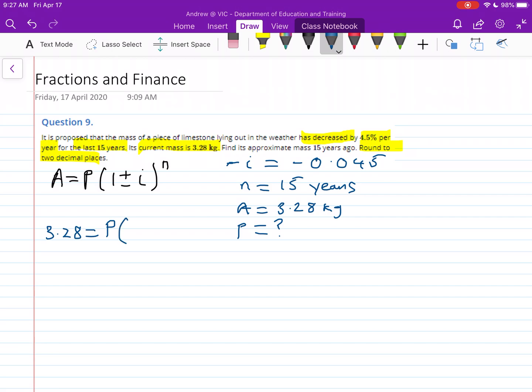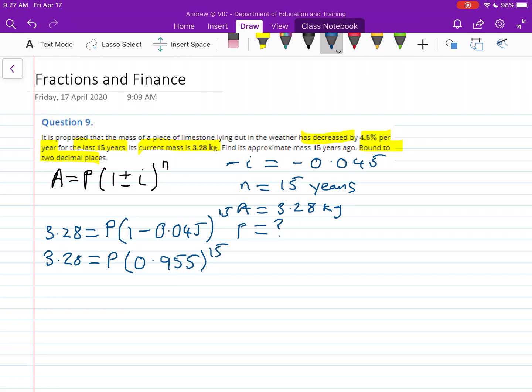So 1, and it's going to be minus 0.045. And this is all to the power of 15. Okay? So now it's just about breaking this down and doing the maths. So 3.28 is equal to P times 1 minus 0.045, which is equal to 0.955, all to the power of 15.